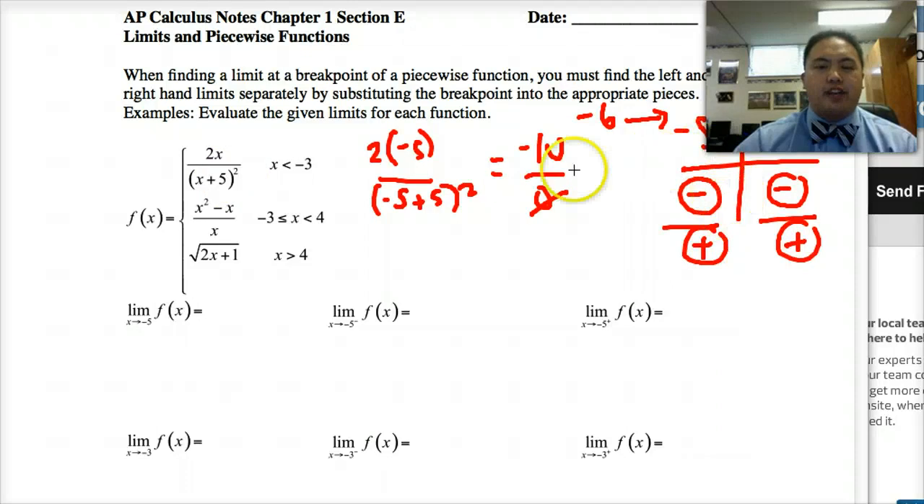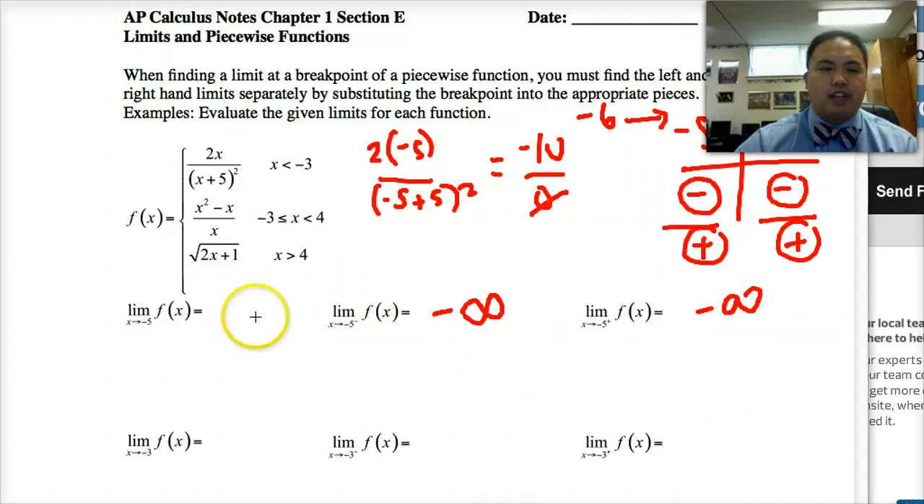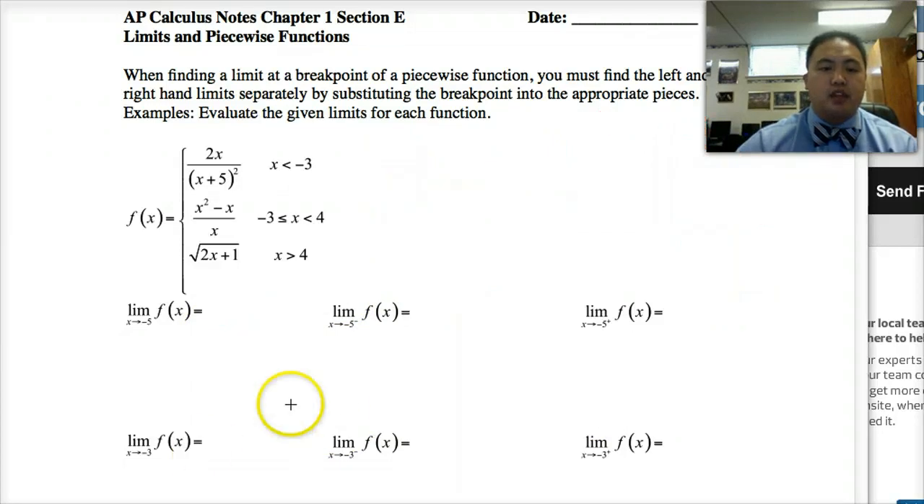So remember, the answer is infinity because of a number over 0. On the left, I have what type of infinity? Negative infinity. On the right, what type of infinity do I have? Also negative infinity. So if the right is negative infinity and the left is negative infinity, that means the general limit is negative infinity.